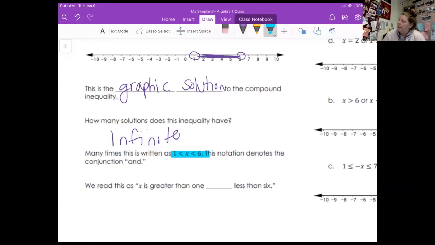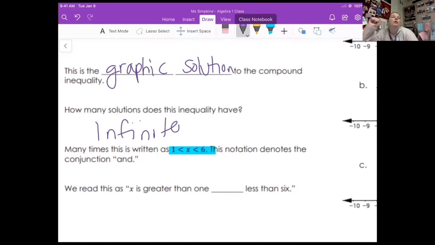1 is less than x is less than 6. When we have an and, you will 99% of the time see it written like that, with your variable in the middle and then your two limit numbers on the outside. Instead of actually writing the word and, you will most likely see it written like that. And how that's read is x is greater than 1 and less than 6. That's how you're going to read that. x is greater than 1 and less than 6.